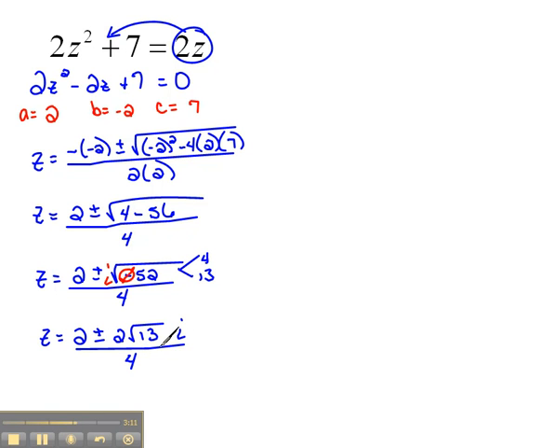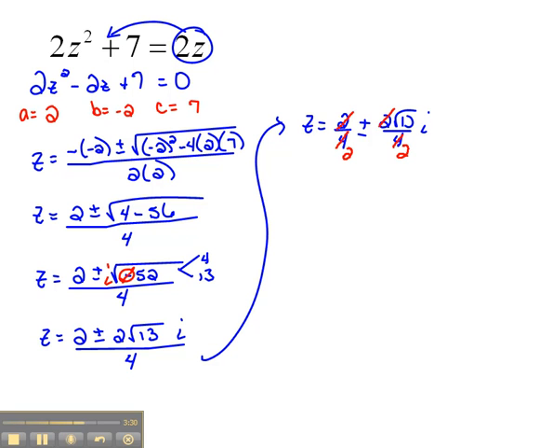Now let's separate these out so that we can simplify a bit. So z will equal 2 over 4 plus or minus 2 square roots of 13 over 4 i. And now we can simplify because 2 goes into 4 2 times. That means that z will equal 1/2 plus or minus the square root of 13 over 2 i.